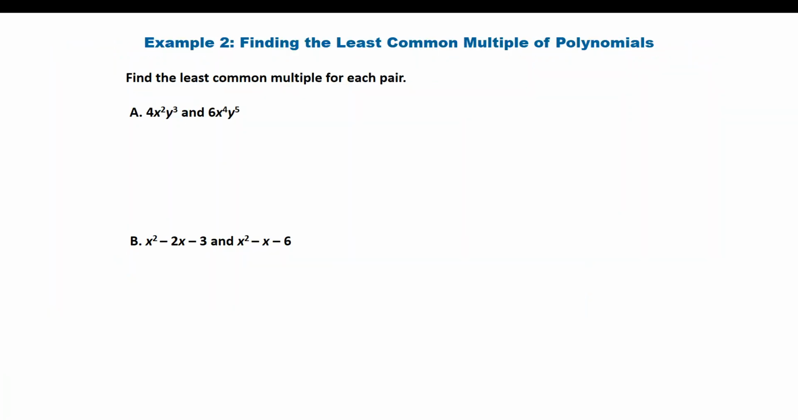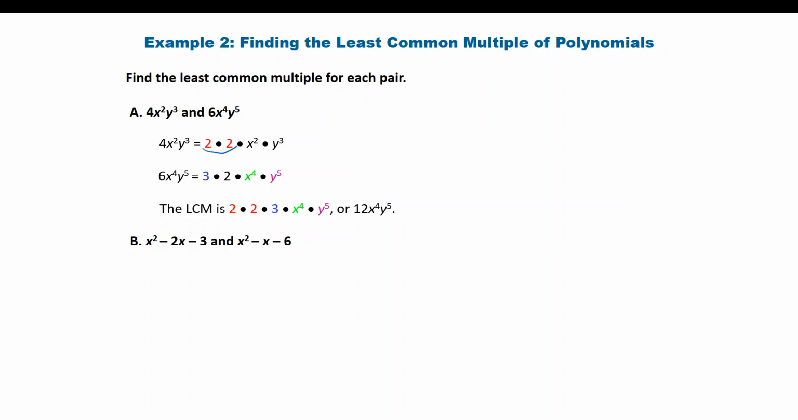All right, so let's look at an example of these. The first one says to find the least common multiple for each pair. So we're going to start out with the 4x squared y to the third. And let's break it down into its factors. Its factors are made up of 2 times 2 times x squared times y to the third. Now take a look at 6x to the fourth y to the fifth, and we see 6 is made up of 3 times 2 times x to the fourth y to the fifth. So to find the least common multiple of that, we're going to have to take a look at what they have in common.